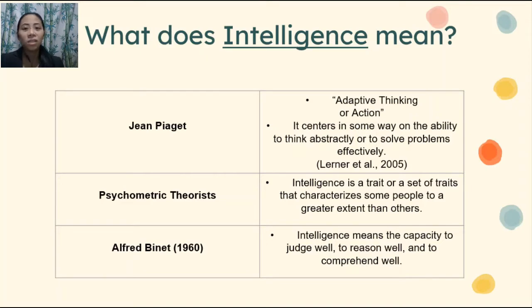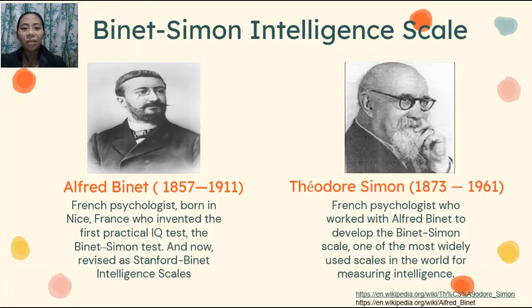And it will be considered to be the first intelligence test for school children. So, who is Alfred Binet? What did he do, and who is Theodore Simon?